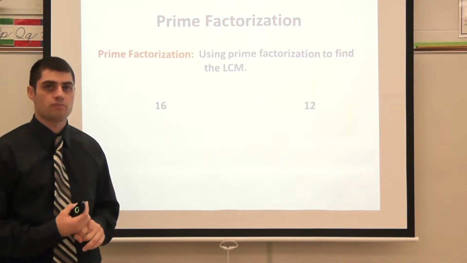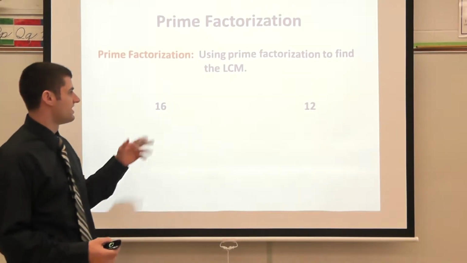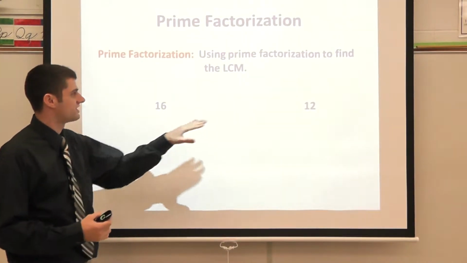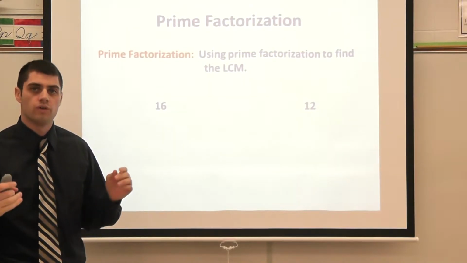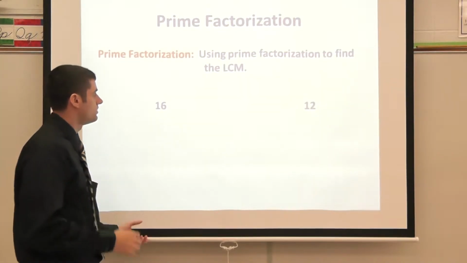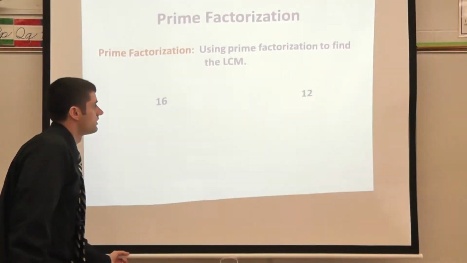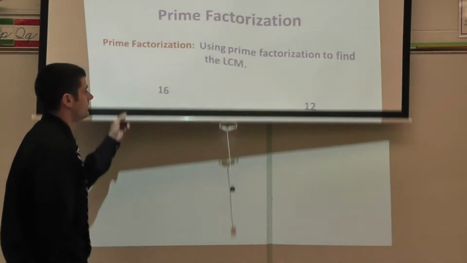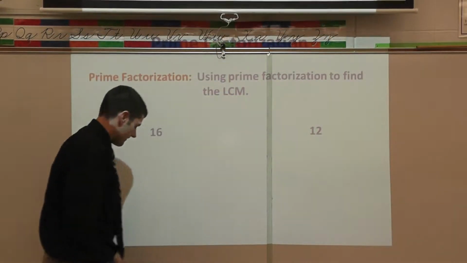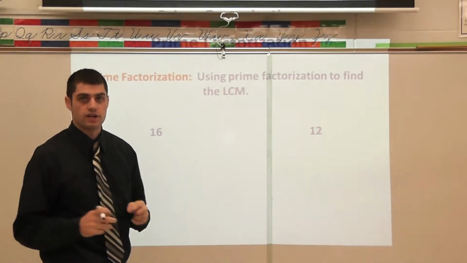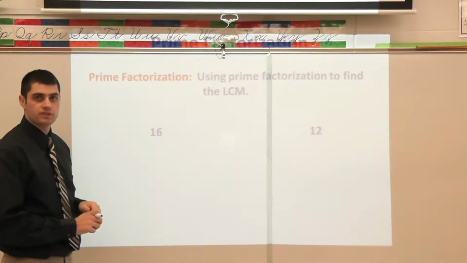If I asked you to find the prime factorization of two numbers, and let's say these two numbers are 16 and 12, and I wanted you to find the least common multiple, well, the first step you could take is to find the prime factorization of each one of our numbers. So, I'm going to start with 16.